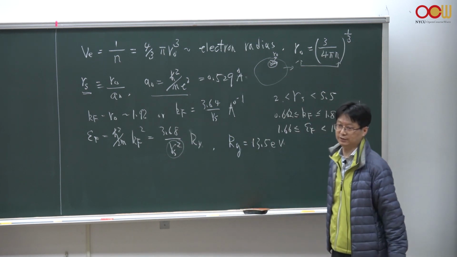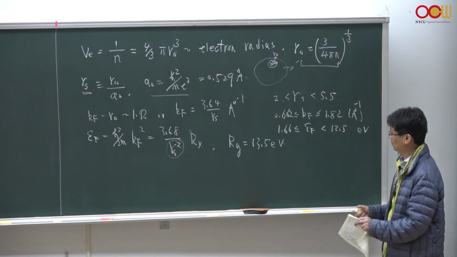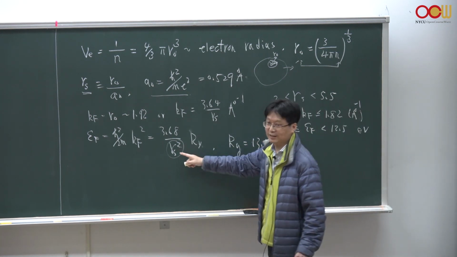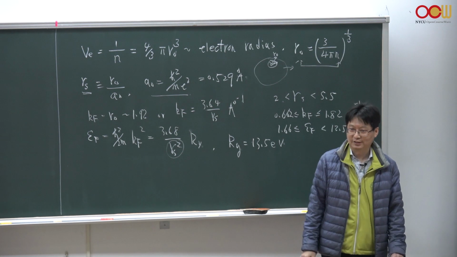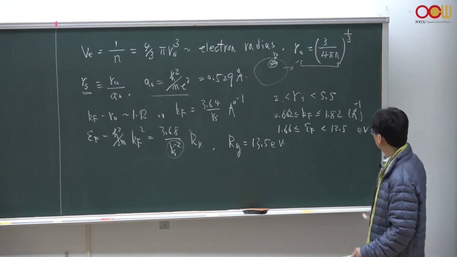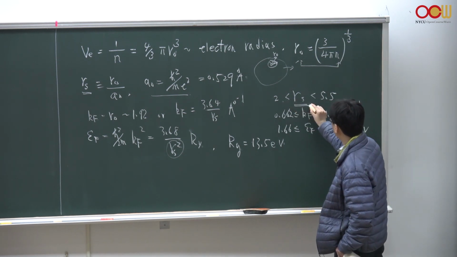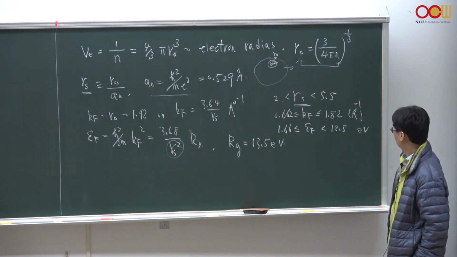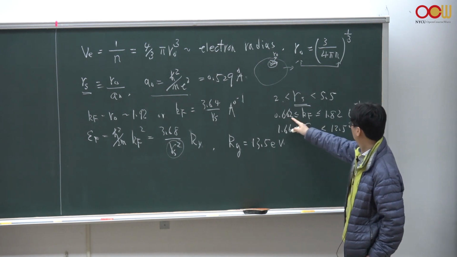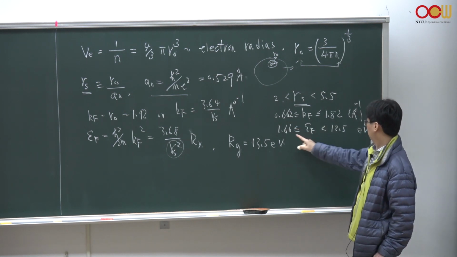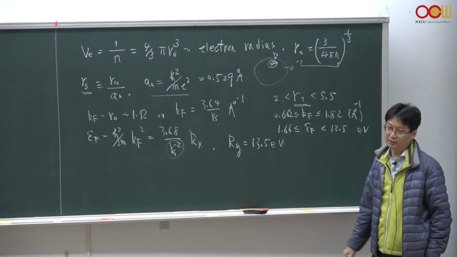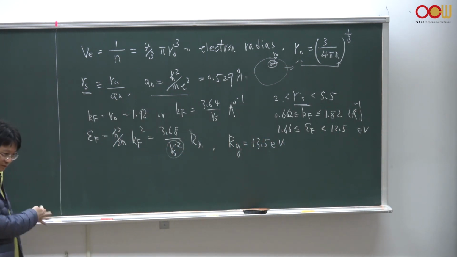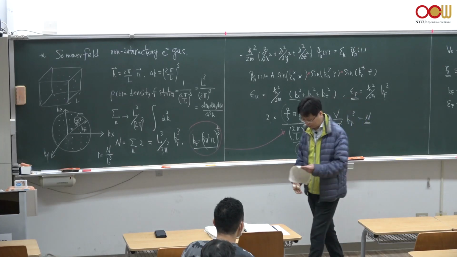could be different. Okay, so the Fermi energy for different metals is different because they have different densities and different electron radius. So for normal metals, this rs is somewhere between 2 and 5.5, and this kF is somewhere between these two values, and the Fermi energy is somewhere in this range of electron volts. So that's just a review of your solid state 1.